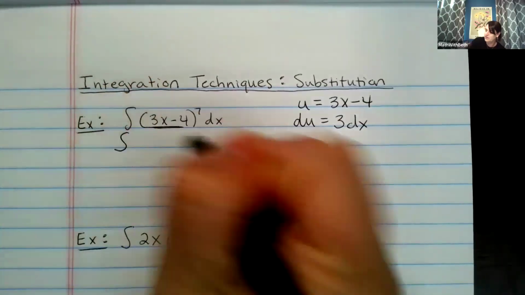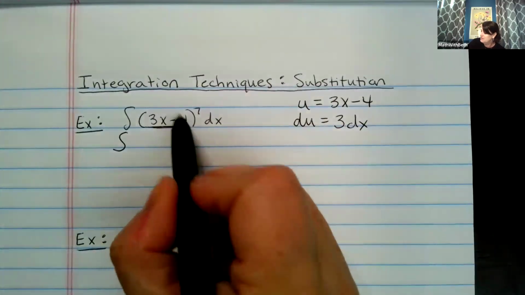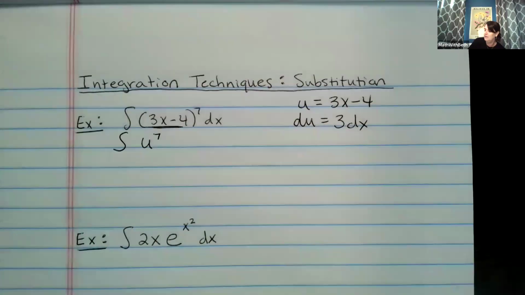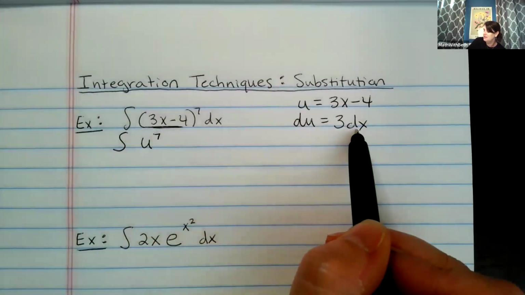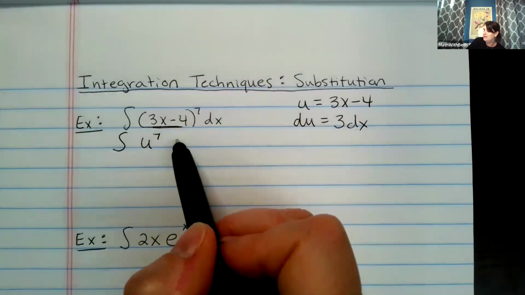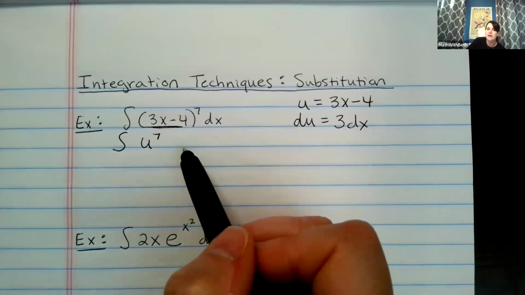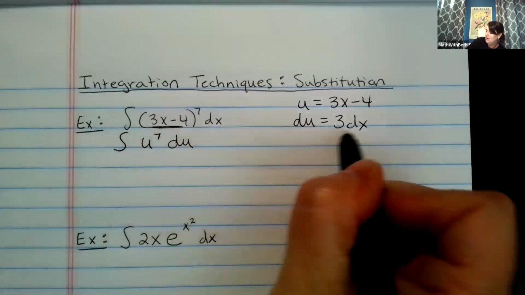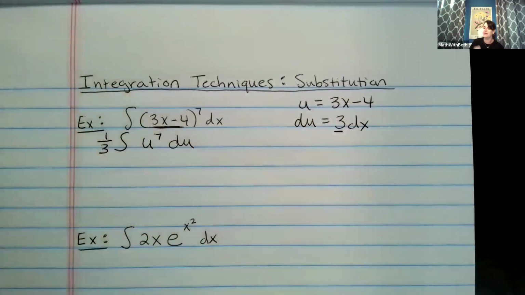So I'm going to keep the integral sign because I haven't done the integral, but I'm just trying to rewrite it. So this is now my u. Couldn't I rewrite this as u to the 7th? And then since dx is part of this, I could say du here, but I'd have an extra 3. So since du has an extra 3, I have to balance that out by doing the opposite out here. So that's the tricky part.